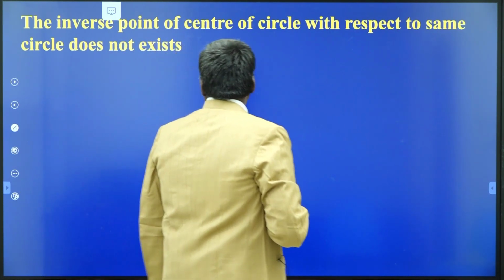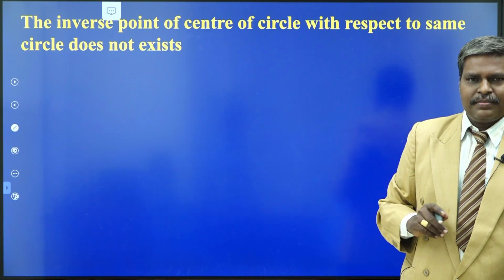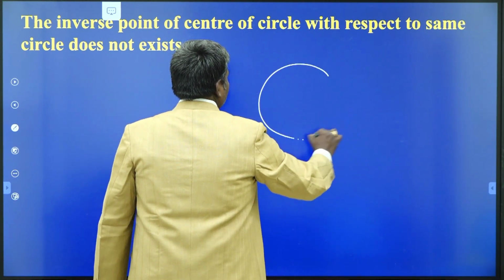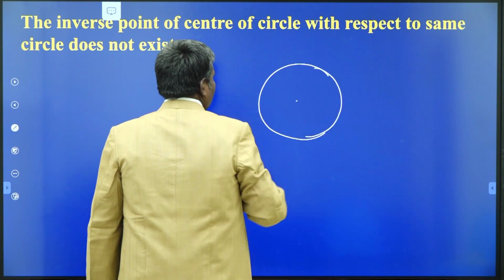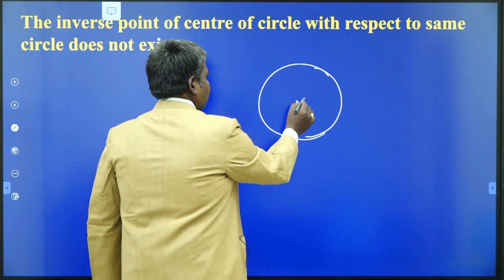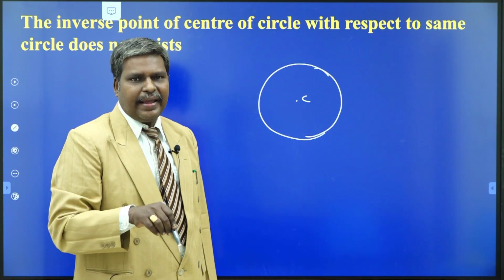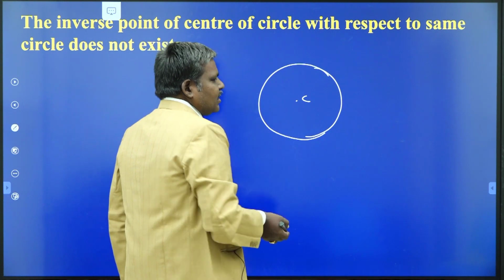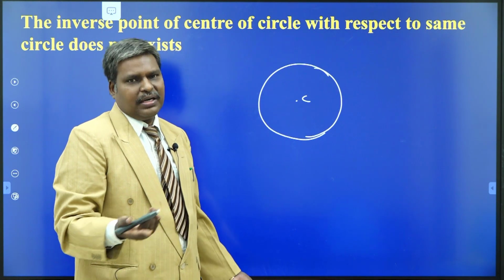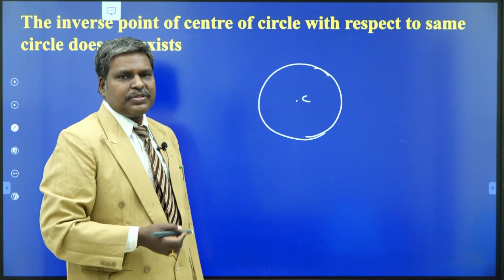See here, the inverse point of the center of the circle with respect to the same circle does not exist. The definition itself does not exist. If you want to find the inverse point of some point with respect to a circle, what is the game? You have to write the polar first of all. The polar of the center of the circle. Does it exist? The polar of the center of the circle with respect to the same circle does not exist. So the polar does not exist. We mean the line joining CP and the point of intersection with that polar does not exist. Clearly, the inverse point of the center of the circle with respect to the same circle does not exist.